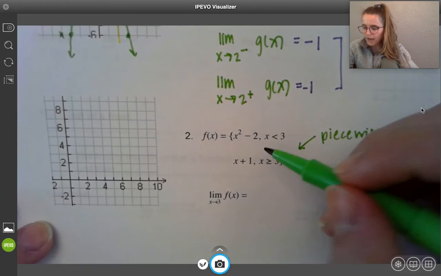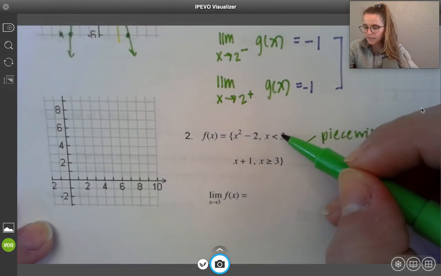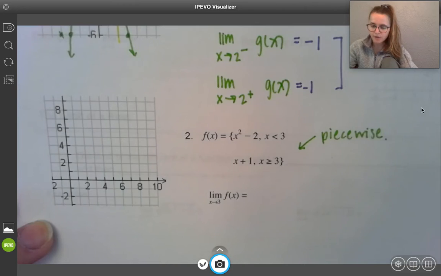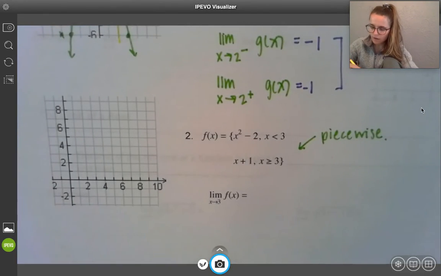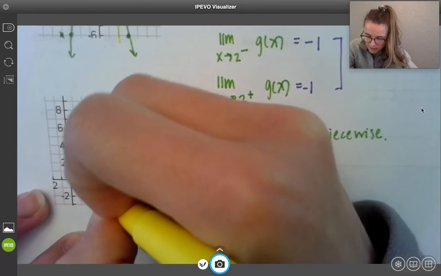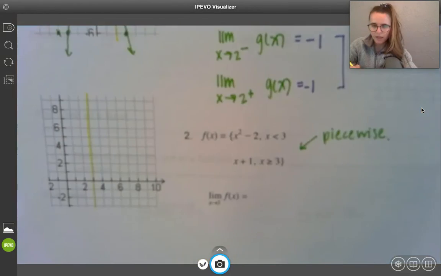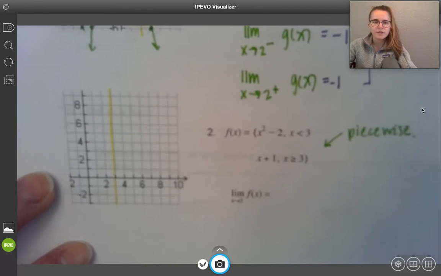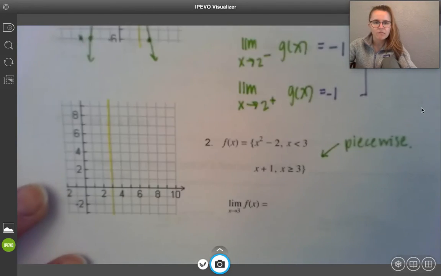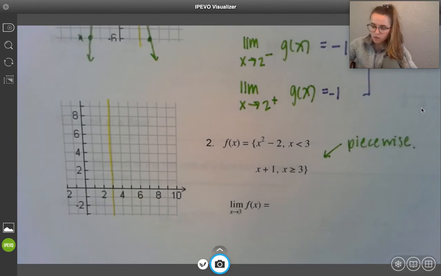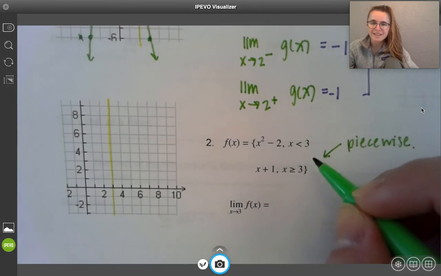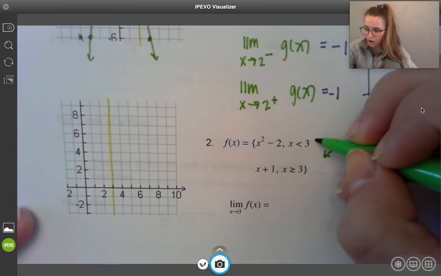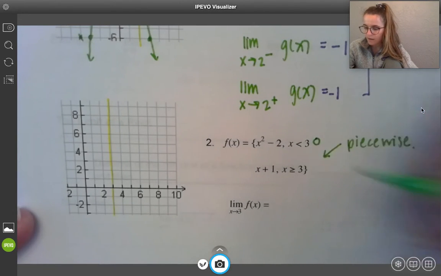Okay, so I have x is less than 3 and x is greater than or equal to 3. I'm going to put a line at 3 just so I remember where I'm going, and it's faint enough that we don't have to worry about it too much. I've got the graph of x squared minus 2 where x is less than 3. I'm going to have an open circle here because I do not have an equal sign.